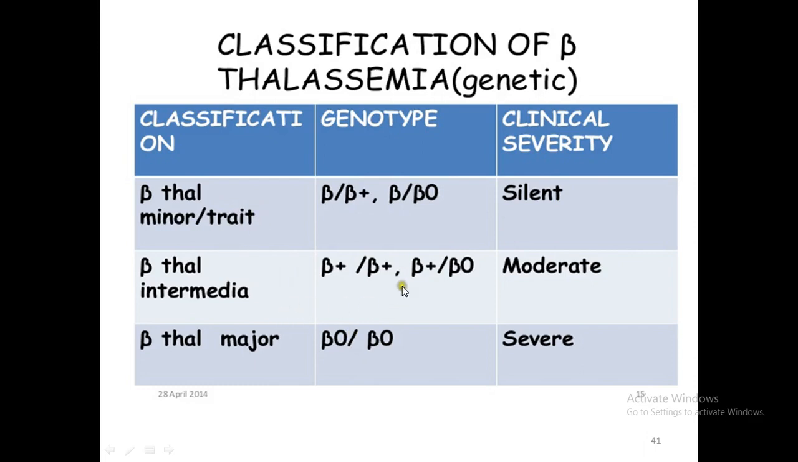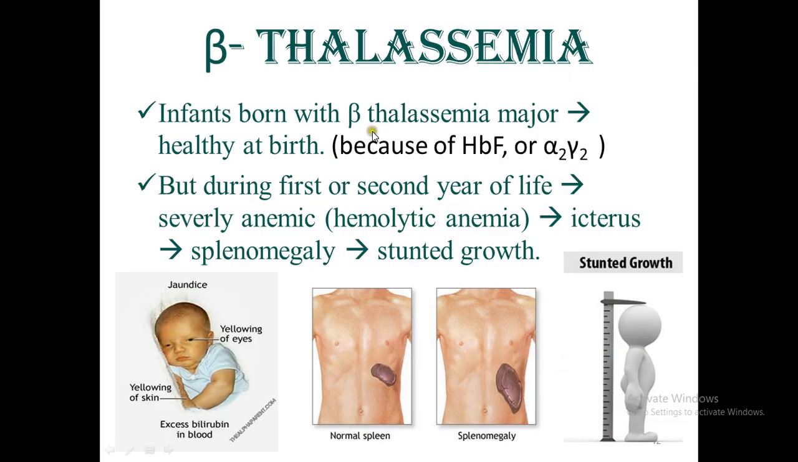Beta-thalassemia intermedia, where there will be moderate signs and symptoms, and beta-thalassemia major, which is B0 by B0, meaning that the beta-globin chain is not being produced at all. So this will lead to severe beta-thalassemia. The infants that are born with beta-thalassemia major seem to be healthy at birth. Why? Because at birth there is still hemoglobin F or alpha 2 gamma 2. This is the composition of hemoglobin F.